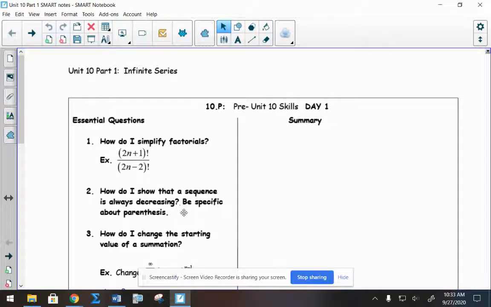Hey guys, so we are starting into this Unit 10 with sequences and series. And so for the first day, what we're going to do is a pre-skill unit. A lot of this you may or may not have seen, so we're going to work on it to make sure we understand it.